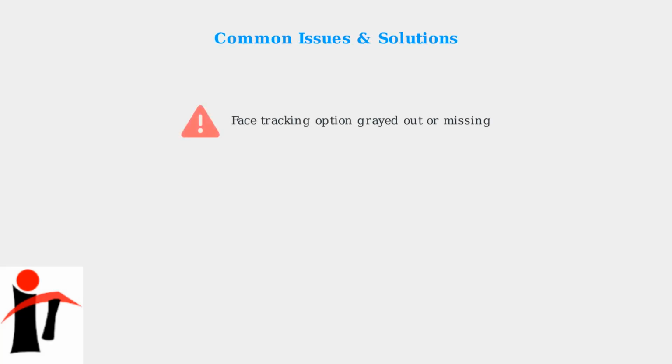Even with compatible hardware, many users encounter issues getting face tracking to work. The most common problems involve camera permissions and hardware detection. The most frequent issue is the face tracking option appearing grayed out or not visible at all. This typically indicates a camera permission problem that needs to be resolved in your device settings. Let's walk through how to fix camera permissions on different operating systems, starting with Windows.